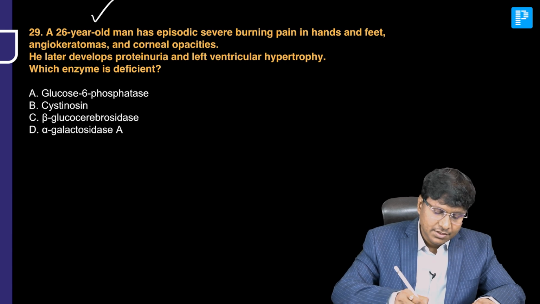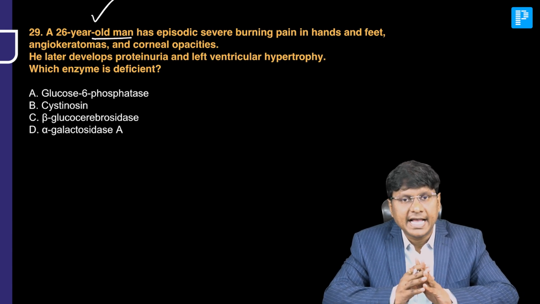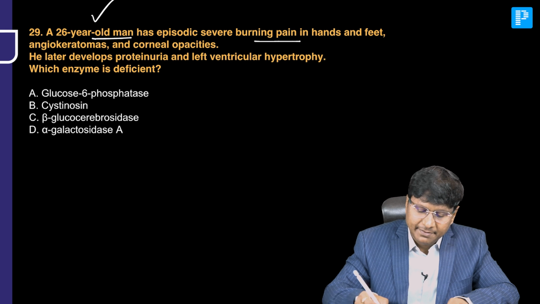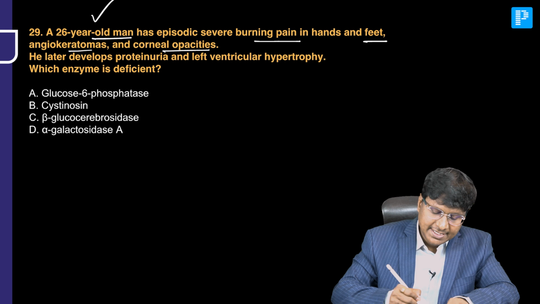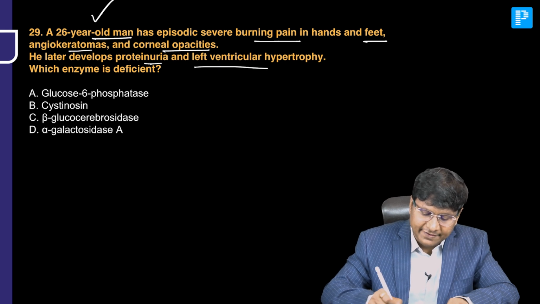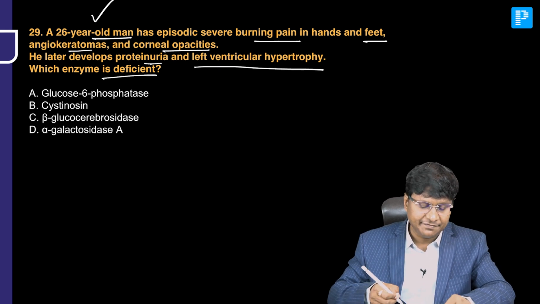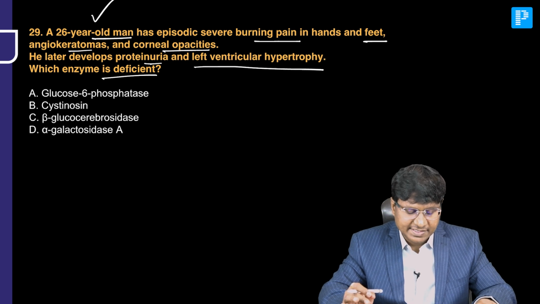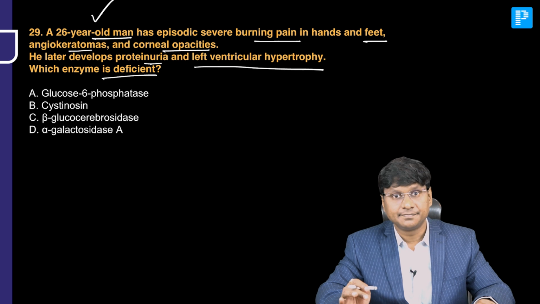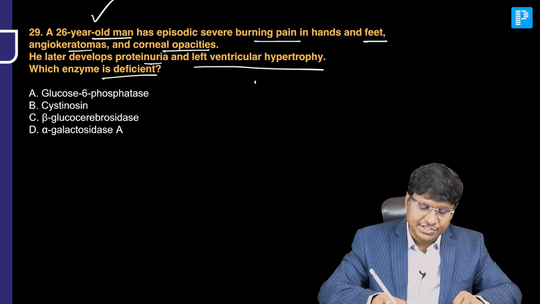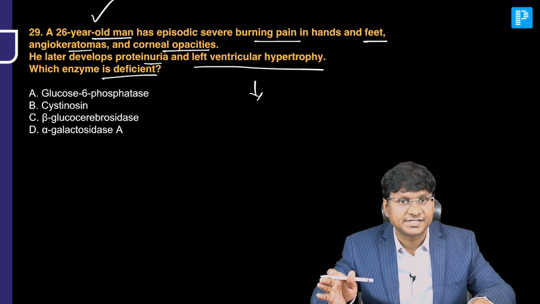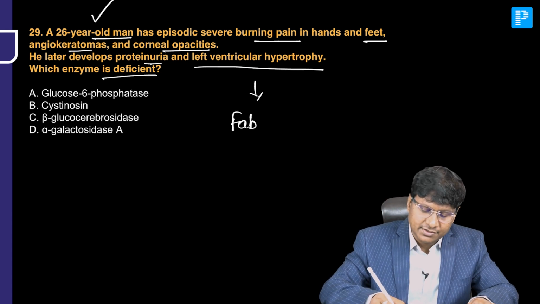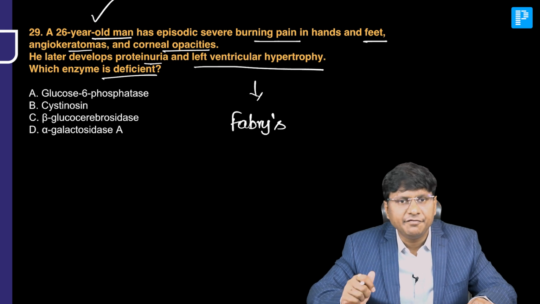Next question. We have a 26-year-old man having episodic severe burning pain in the hands and feet. There are also angiokeratomas and corneal opacities. He later develops proteinuria and left ventricular hypertrophy. Which enzyme is deficient? Glucose 6-phosphatase, cystinosin, beta-glucocerebrosidase, alpha-galactosidase A. So, what is this clinical picture suggestive of? The presence of burning pain in the hands and feet, angiokeratomas and corneal opacities. All these are the features suggestive of Fabry's disease.